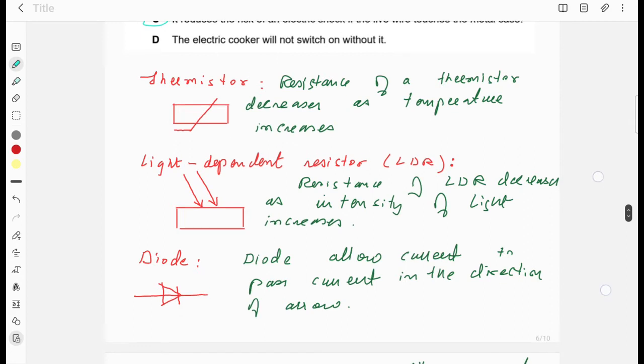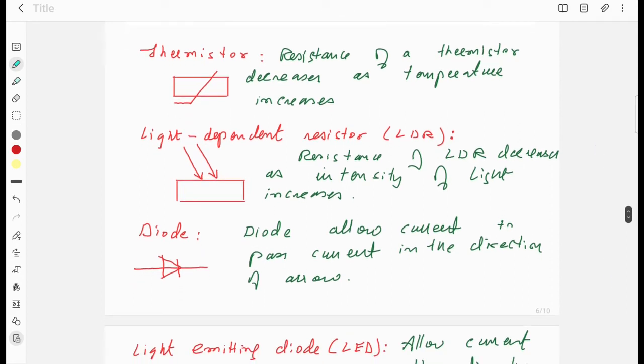There are some electrical components which are important. Thermistor. Thermistor is a heat operated resistor, and the resistance of a thermistor always decreases as temperature rises, while in other resistors, when temperature increases, the resistance increases. But thermistor is different. Resistance of a thermistor decreases as temperature increases, and this symbol of thermistor is important.